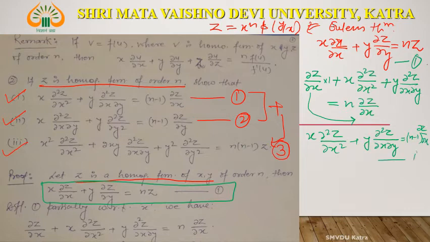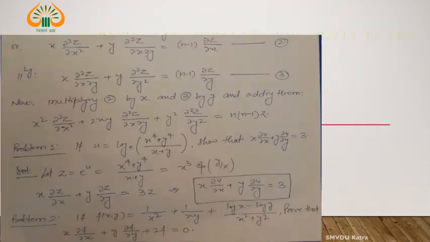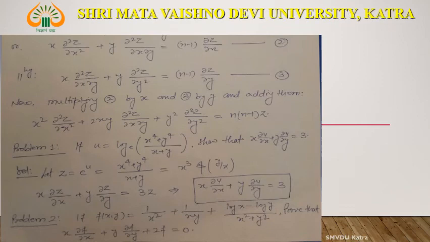This is the first proof. Similarly, y del 2z by del y2 plus x into del 2z upon del x del y is equal to n minus 1 del z by del y. This is equation number 2, right? Adding equations 1 and 2, we obtain result 3.